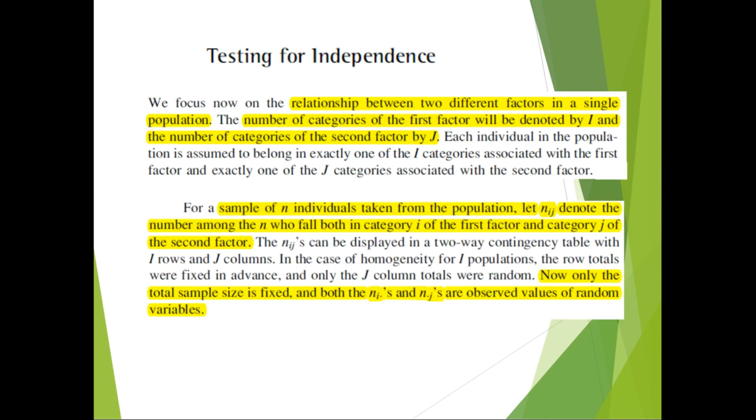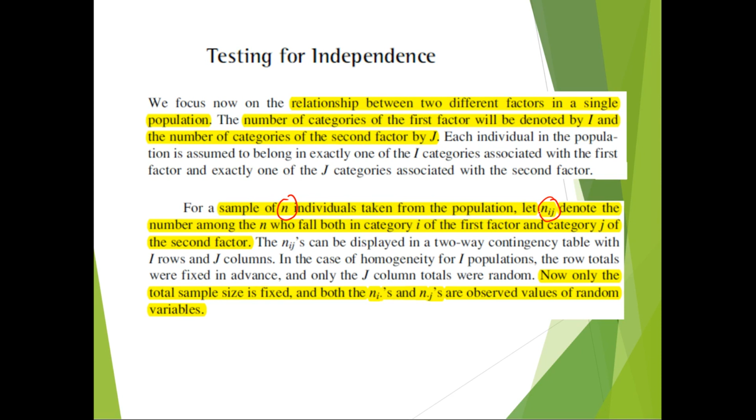We're going to consider one sample of size n, and Nij will denote the number among the n who fall both in category I of the first factor and category J of the second factor. So it falls within both those categories at the same time.